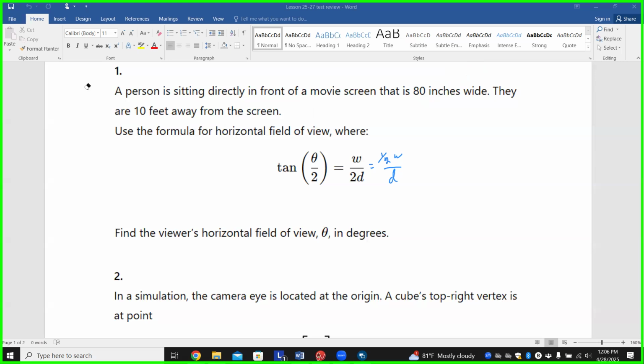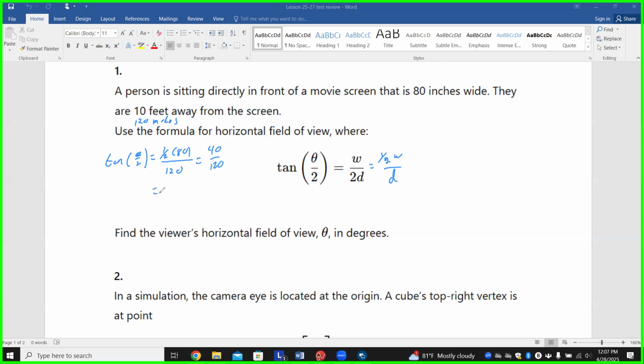So, if we go into inches, then 10 feet would be what? 120 inches. Again, if you want to keep going with feet, you'll notice you get the same answer, so don't worry about that part. After that, you just have to plug it into your equation. As of right now, I don't know anything about theta, but I do know my width was 80 inches. So that's going to be half of 80 divided by my distance, which in this case is now 120. When we work this out, what is half of 80? 40.